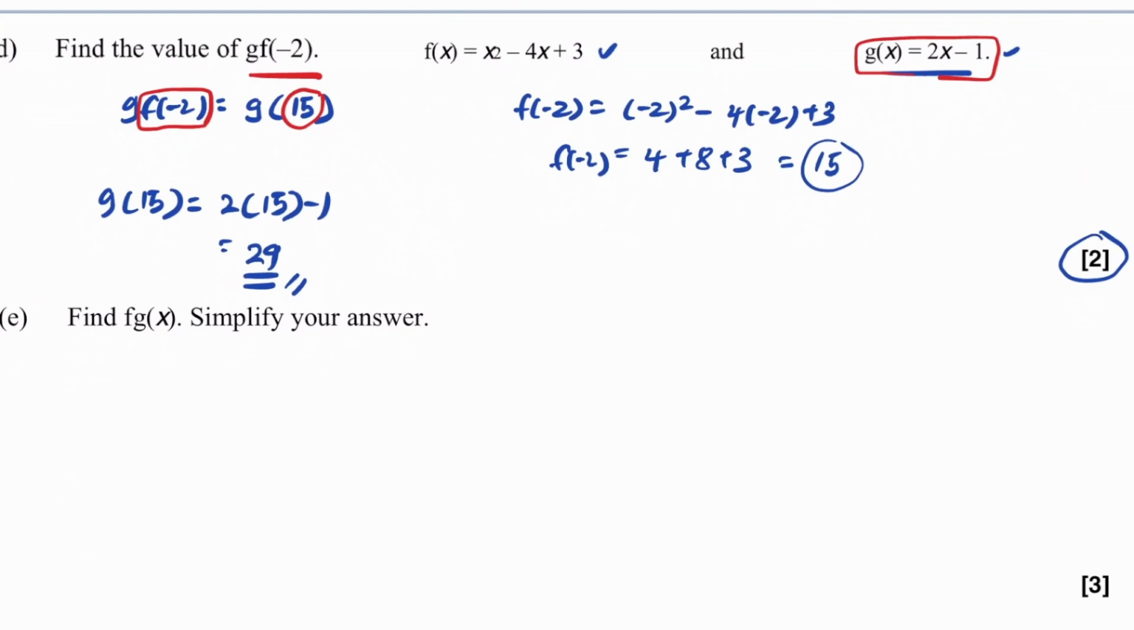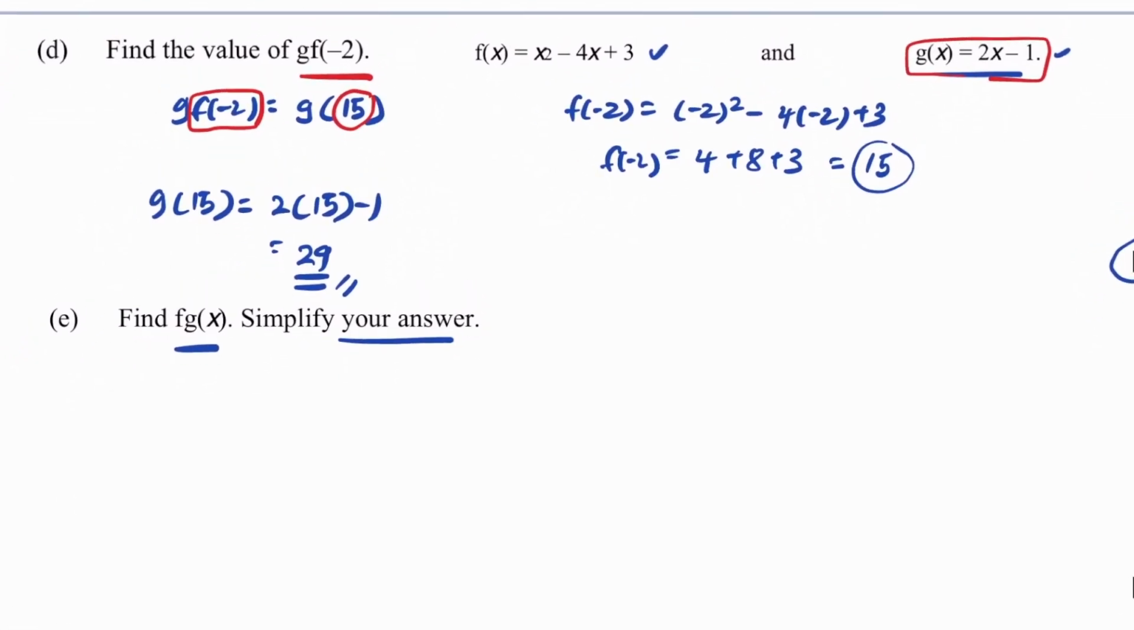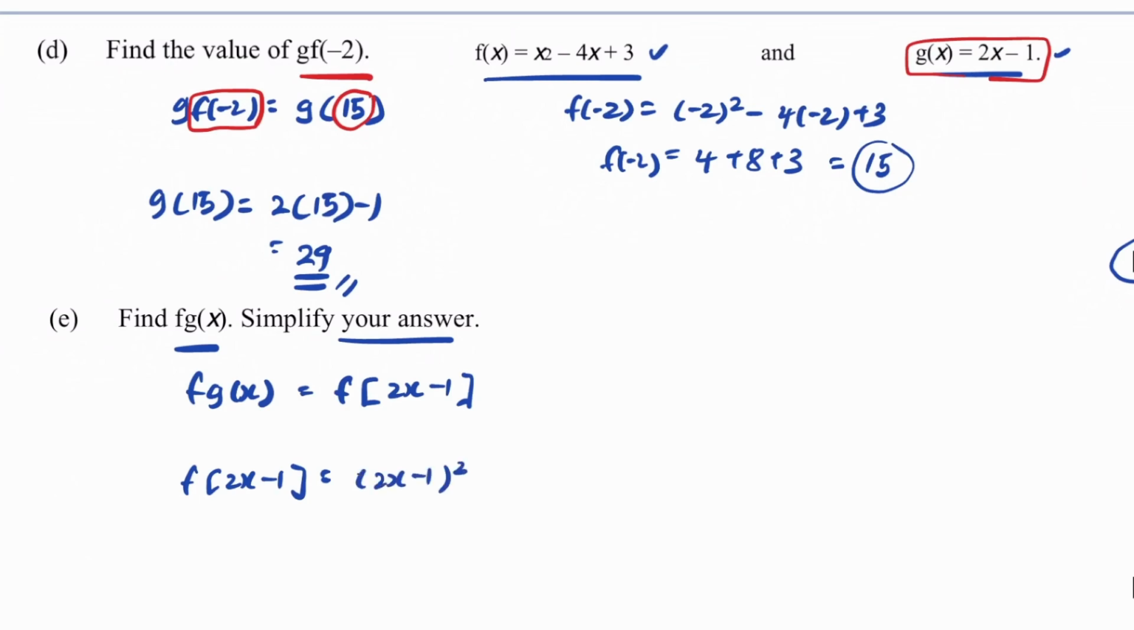And last but not least, we are required to find f of g of x, and simplify the answer. We're not going to solve anything, we're just going to find the expression of f of g of x. Again, you know that g of x is 2x minus 1. So all you need to do now is to put 2x minus 1 into the original f of x equation. This is going to be very long. So (2x minus 1) squared minus 4 times (2x minus 1) plus 3.